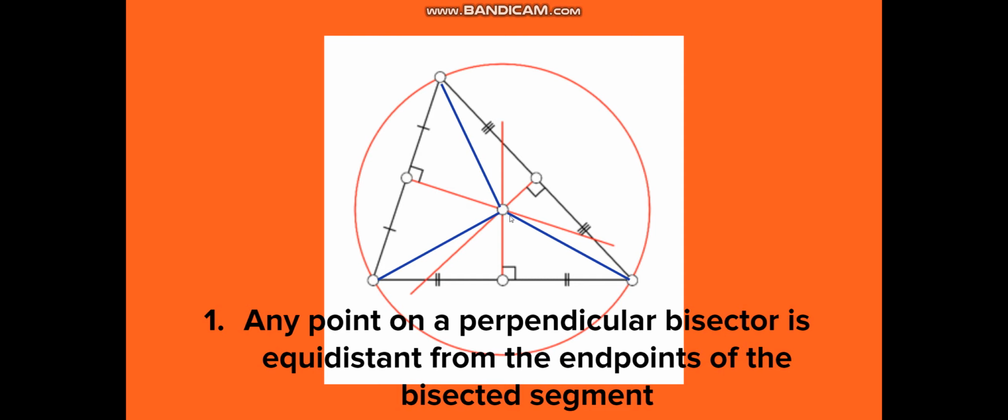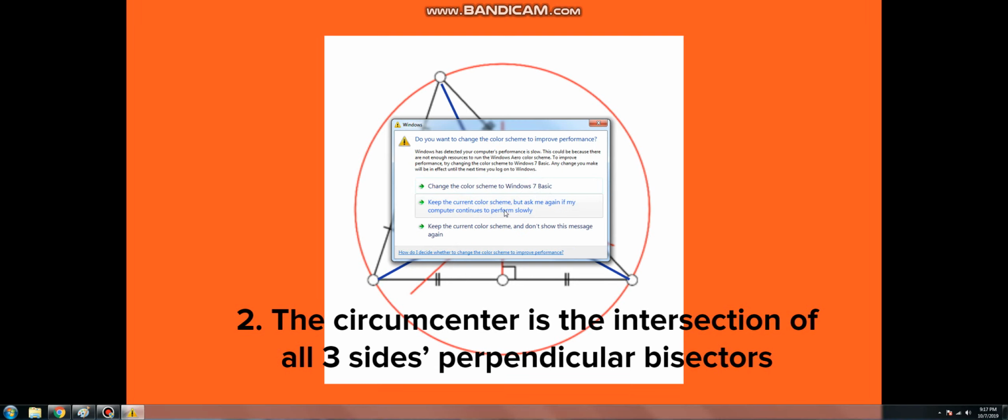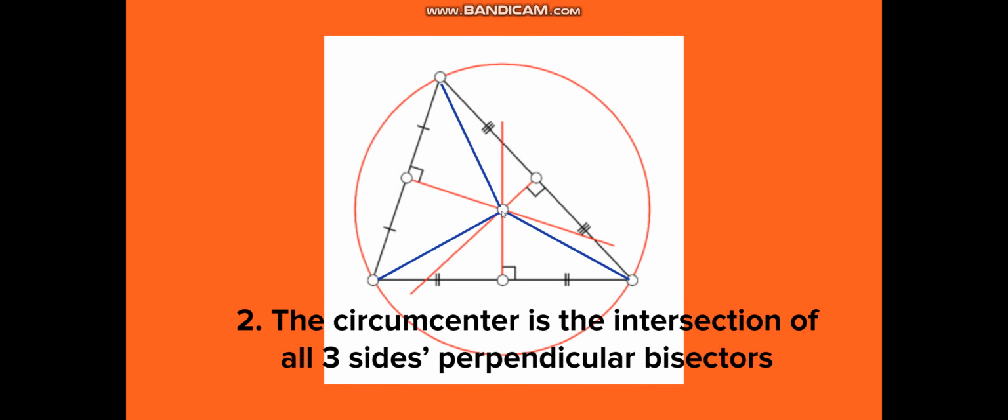So at the point that they all intersect, we now have a point that is on this perpendicular bisector, so it's equidistant from these 2 vertices. We have a point that is on this perpendicular bisector, so it's equidistant from these 2 vertices. And we've got a point on this perpendicular bisector so that it's equal distances from these 2 vertices. It's equidistant from all 3 vertices. Because this point, the circumcenter, is the intersection of all 3 sides' perpendicular bisectors, we know that it's equidistant from the vertices of the triangle.